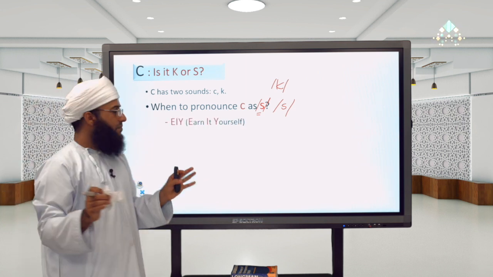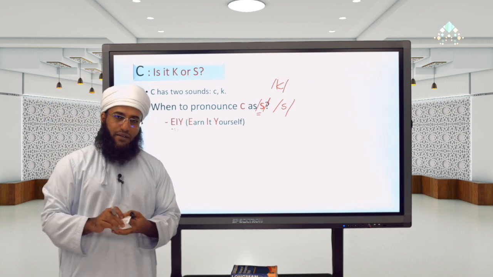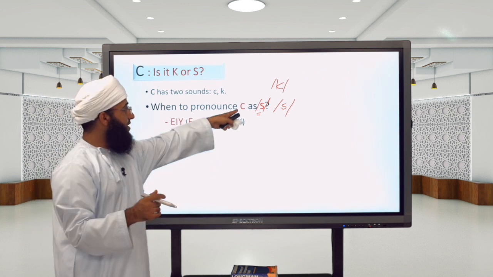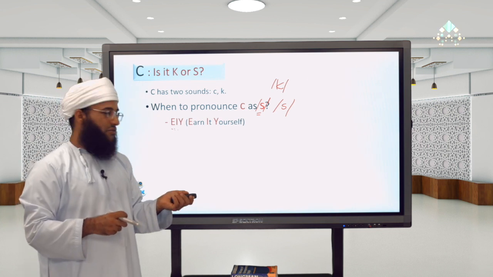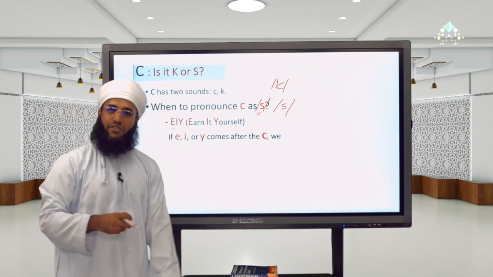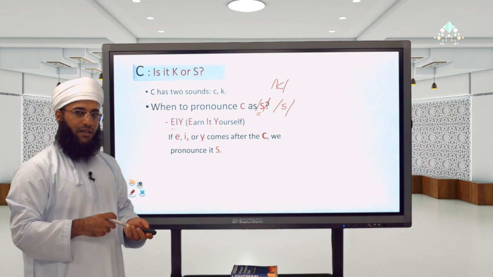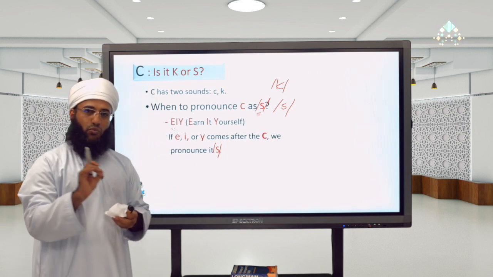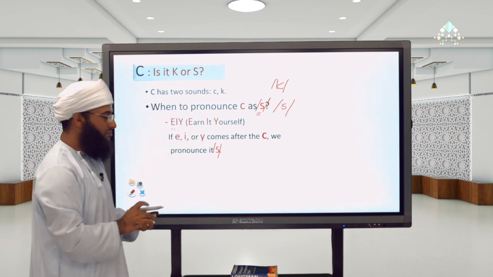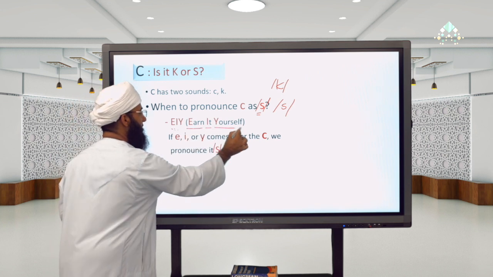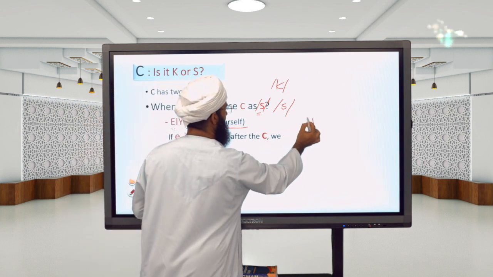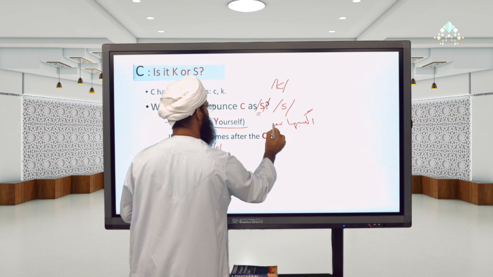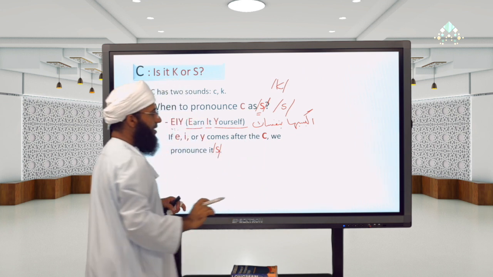So the rule says, if E, I, or Y comes after the C, then you pronounce it as what? If E, I, or Y comes after the C, we pronounce it sa. We pronounce it as sa sound, okay? To memorize E, I, and Y, they actually put it in a phrase so you can memorize it. Earn it yourself. What does it mean? اكسبها بنفسك.